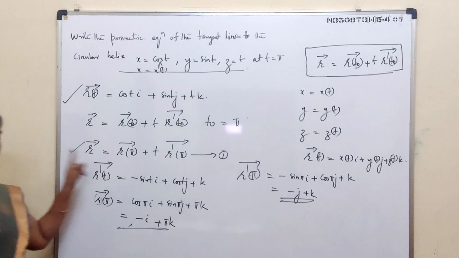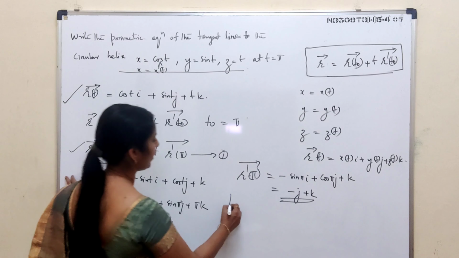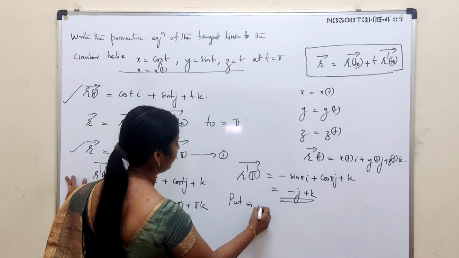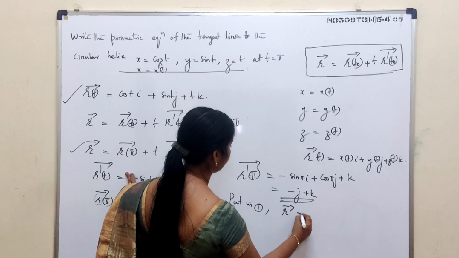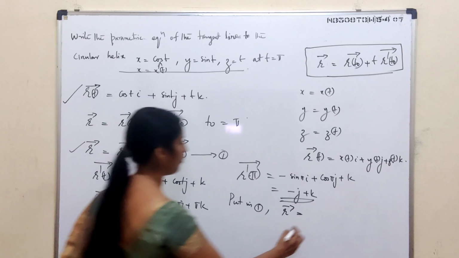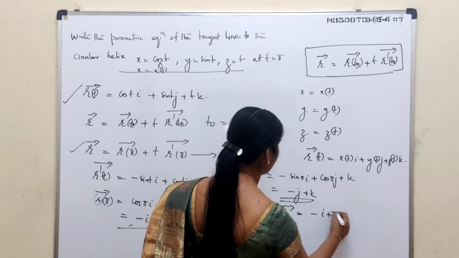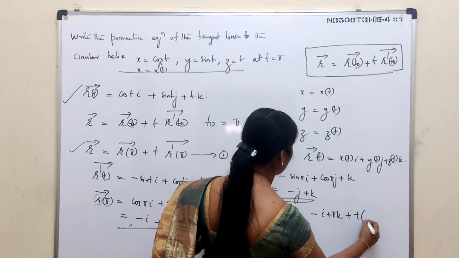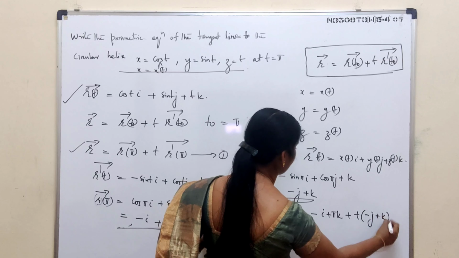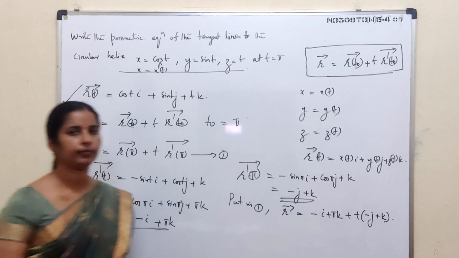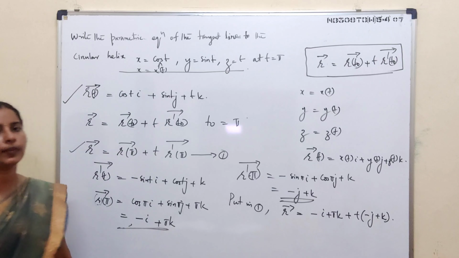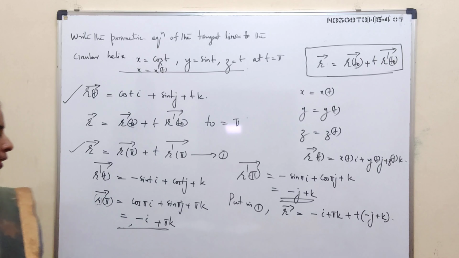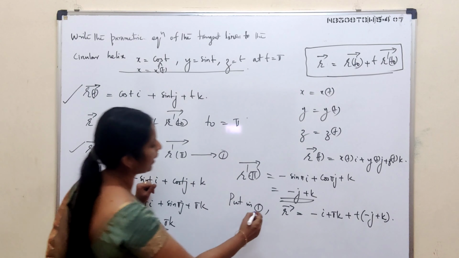You put in equation number 1. We get the equation of tangent line. Put in 1. We have vector r is equal to minus i plus pi k plus t into minus j plus k. Our question is to write the parametric equations of the tangent line. So what is the parametric representation of the tangent line?